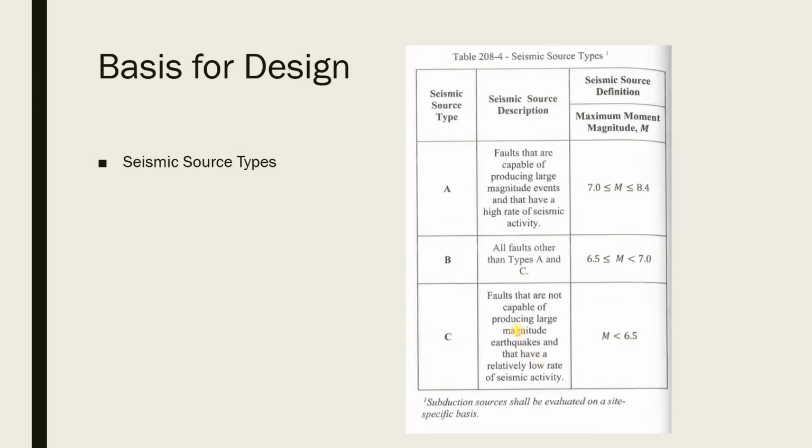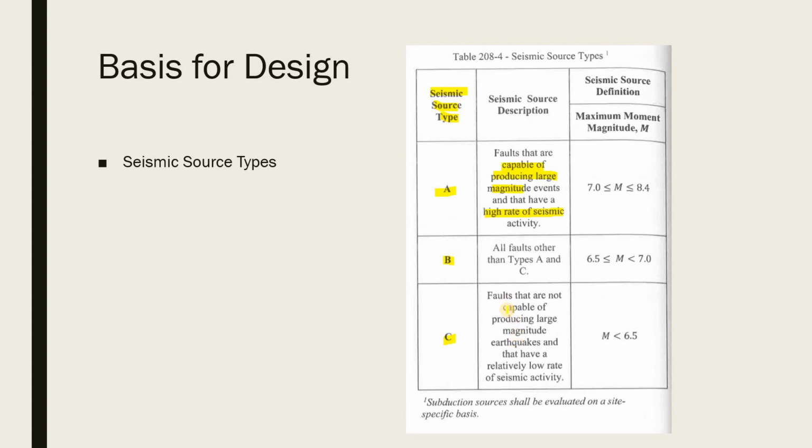Okay, so next, we have the seismic source types. Okay. So, may type pa yung ating mga seismic sources. So, we have A, B, and C. So, pag sa A, ang description yan, faults are capable of producing large magnitude events, and they have high rate of seismic activity.